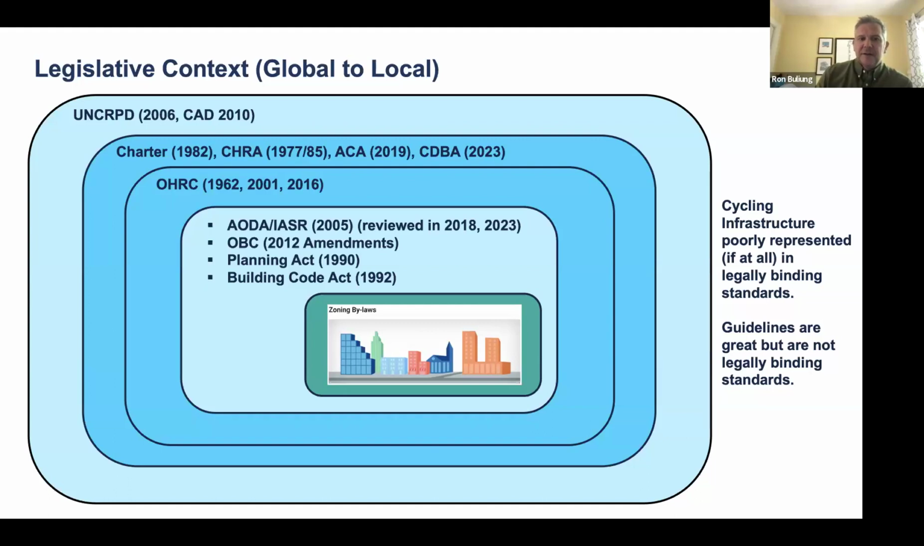In the province of Ontario, we have the Accessibility for Ontarians with Disabilities Act and the related integrated accessibility standards from 2005. These have been reviewed a couple of times. The 2012 amendments, the Ontario Building Code, Planning Act, the Building Code Act of 1992. All of that said, cycling infrastructure is really poorly represented, if at all, in most of the legally binding standards. Guidelines are great, but they are not legally binding standards.